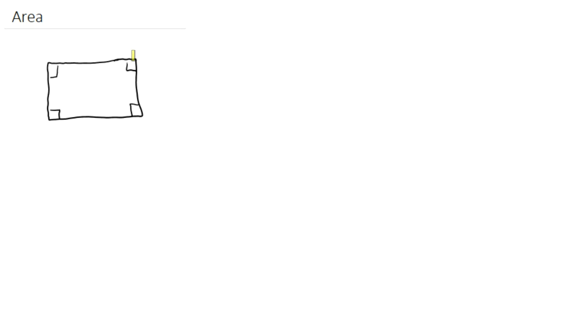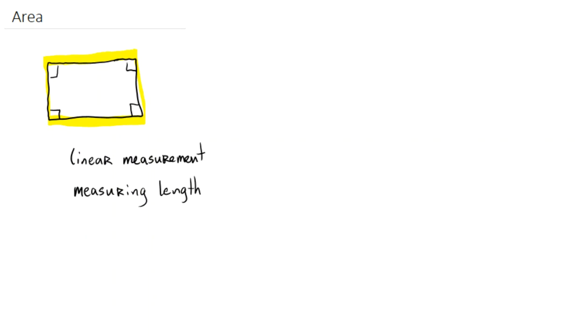In other words, measuring the distance it would take, like if an ant were to crawl around the outside of my little rectangle here, what distance would it travel? That is a linear measurement because it's measuring length. Or I like to emphasize that it's a one-dimensional measurement. If you think about how we would measure that, we would take a ruler and just put it along the edge here.